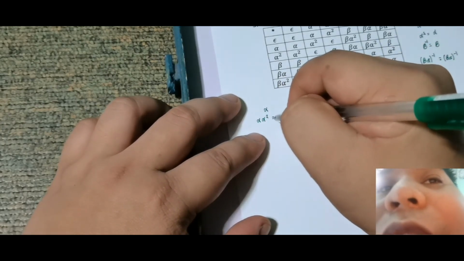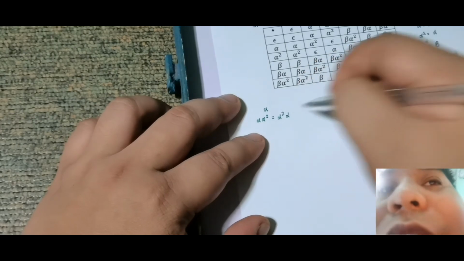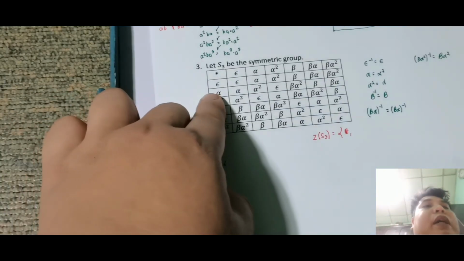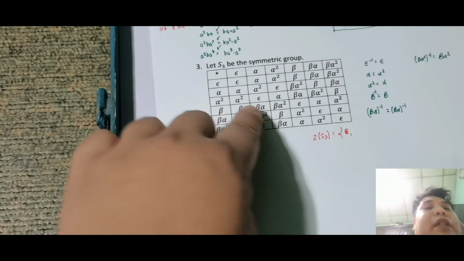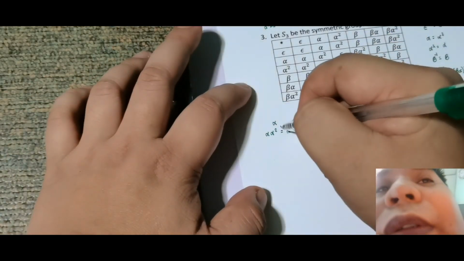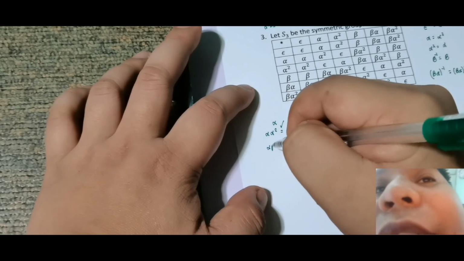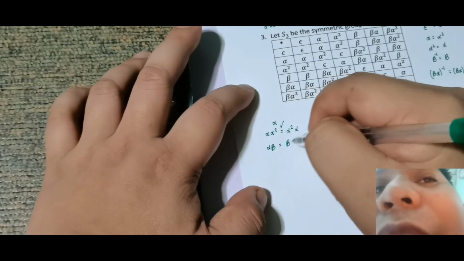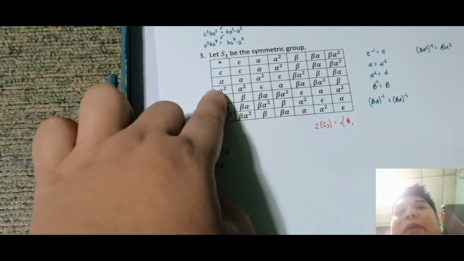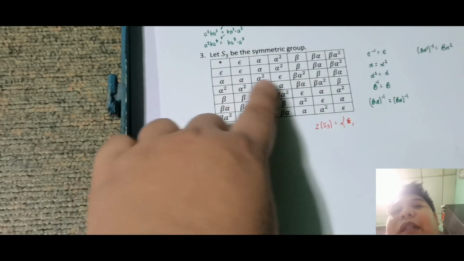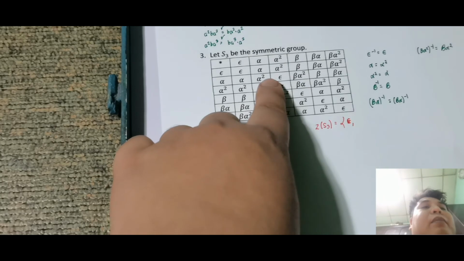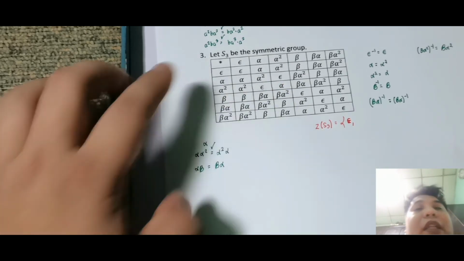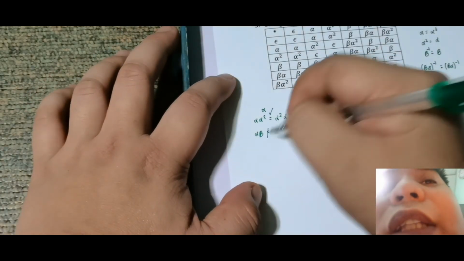Alpha squared is equal sa alpha squared alpha. So check natin. Alpha times alpha squared is E. Alpha squared times alpha is E. So okay pa yan. Next is alpha times beta, then beta times alpha. Alpha times beta is beta alpha squared. Beta times alpha is beta alpha, which is not equal. So therefore, tigil na tayo dito.